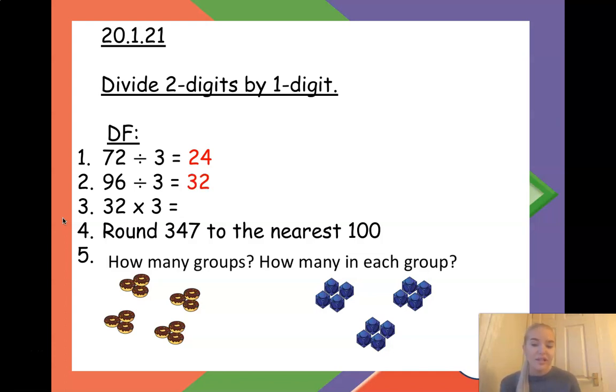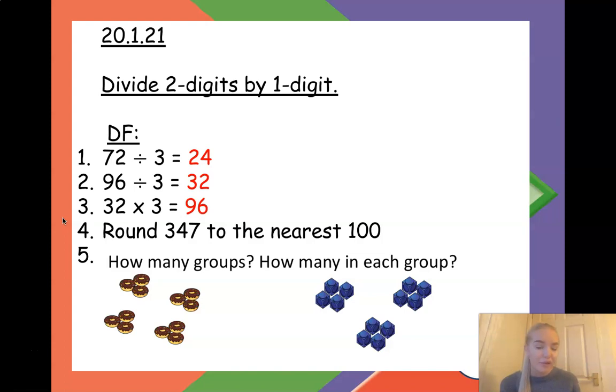Number 3, 32 multiplied by 3. You could use the short written multiplication method to work this out, or you could have partitioned the number 32 into 30 and 2, multiplied both by 3 and then added them together. Either way, you would have got 96 as your final answer.